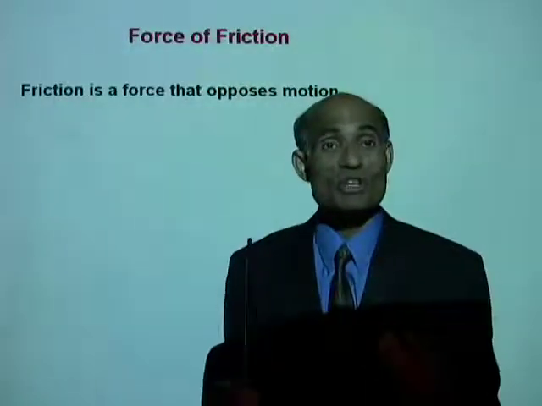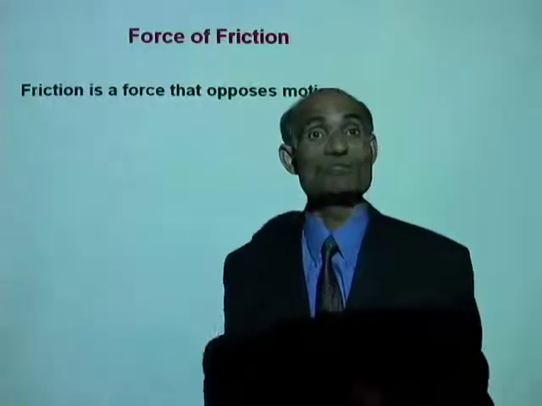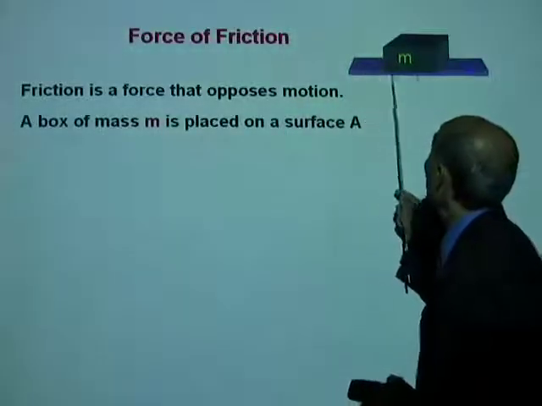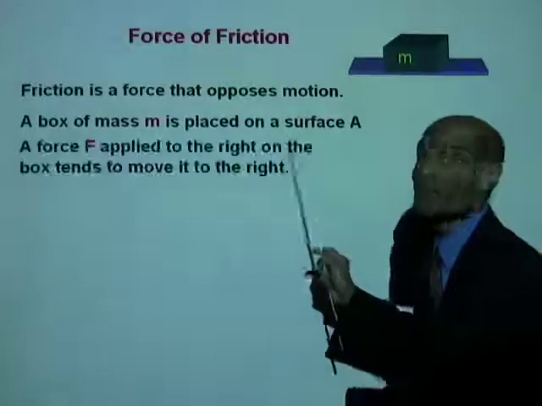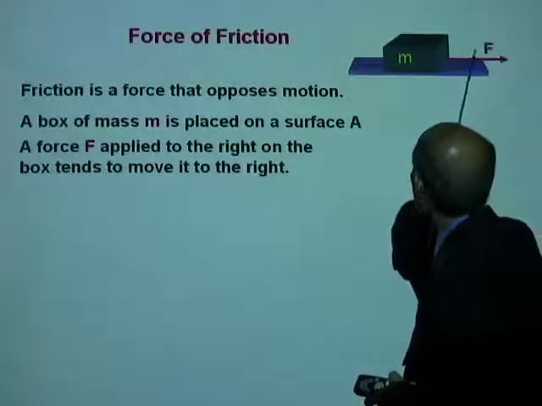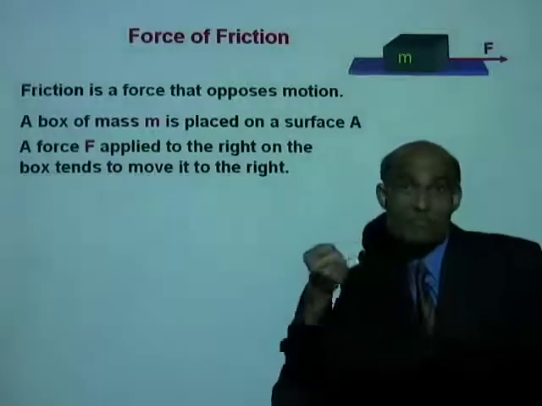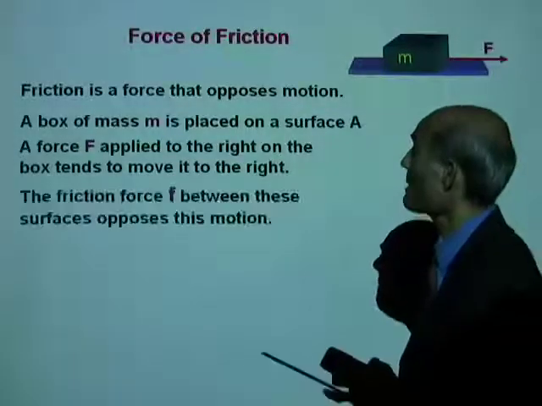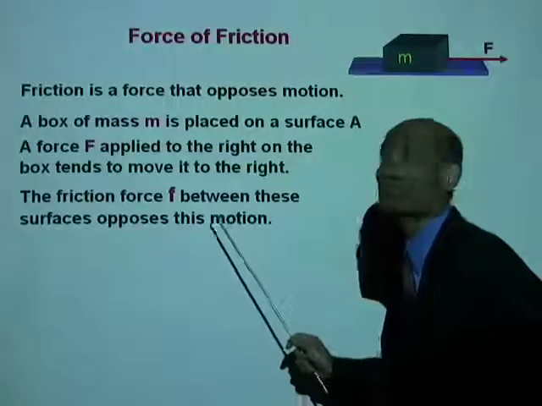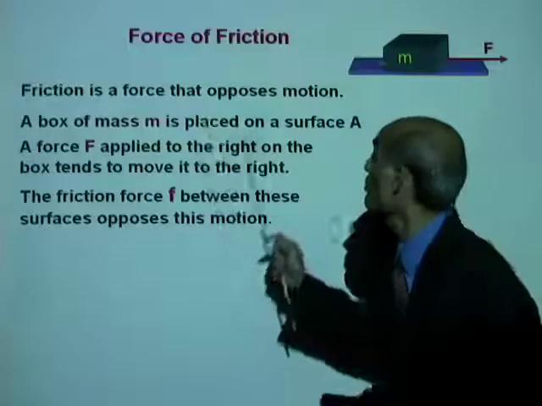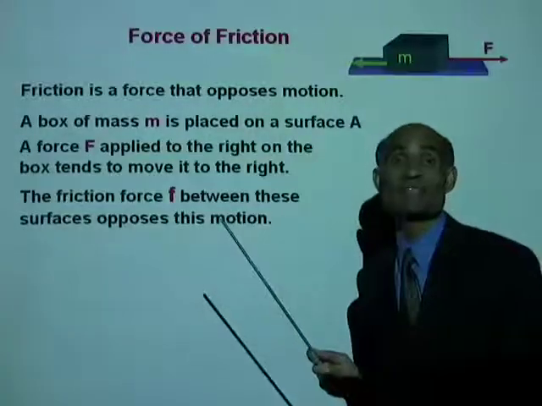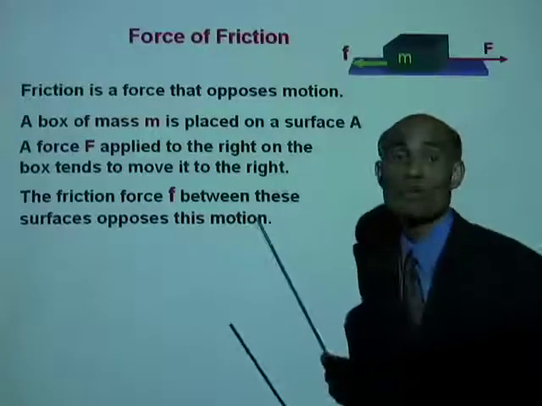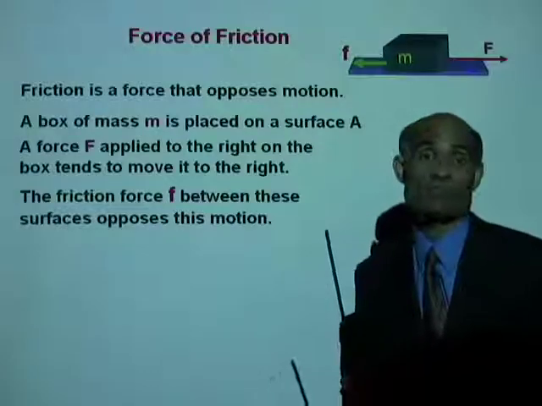Friction is a force that always opposes motion. A box of mass m is placed on a surface A, and an applied force F tends to move it to the right. The frictional force between these surfaces will oppose the motion, acting in the opposite direction. We will represent frictional force by the lowercase f.